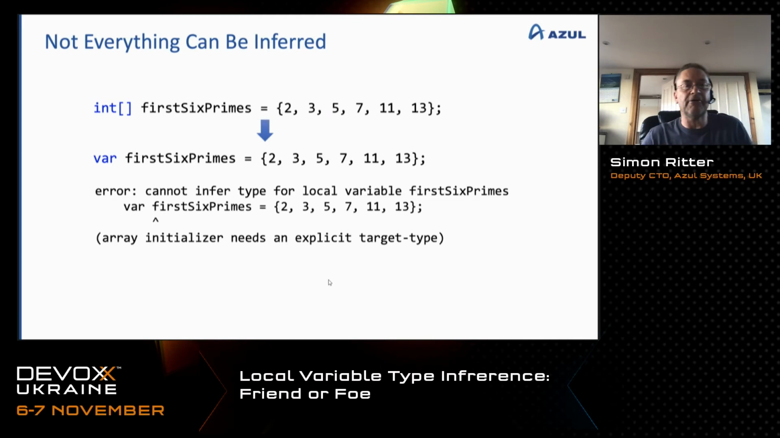So what you'll get there is an error. It says cannot infer type for local variable first6Primes. Array initializer needs an explicit target type. And the reason for this is that what we've got there in the sense of the array initialization is actually in Java what's called a poly expression. So Java has 2 types of expression. There's a standalone expression, which is one where the type of the expression can be determined by the expression without knowing the context in which it's being used. So all of the examples we've seen up until now are standalone expressions because we can see exactly what the type is going to be without where it's being used.